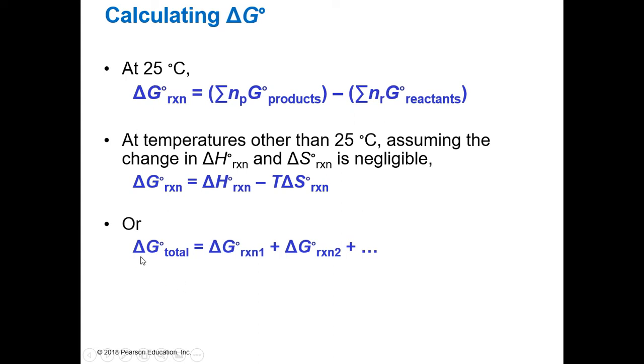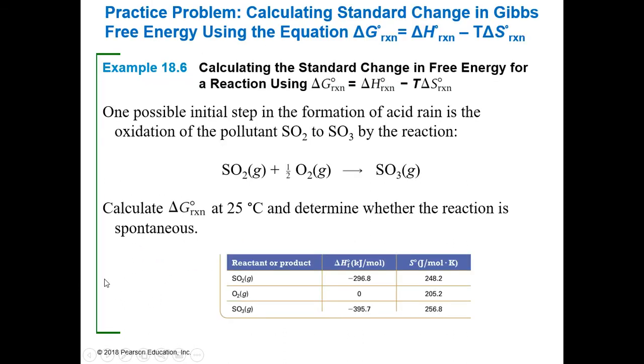Or what we could do is add all of our different reactions together. So this is kind of like Hess's law, right? Where we add several different reactions together to figure out what our total delta G is.